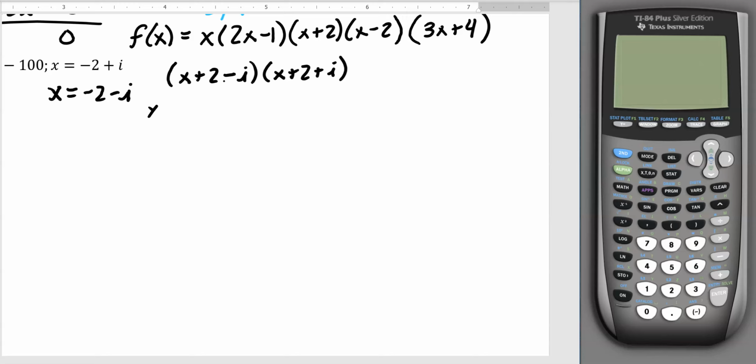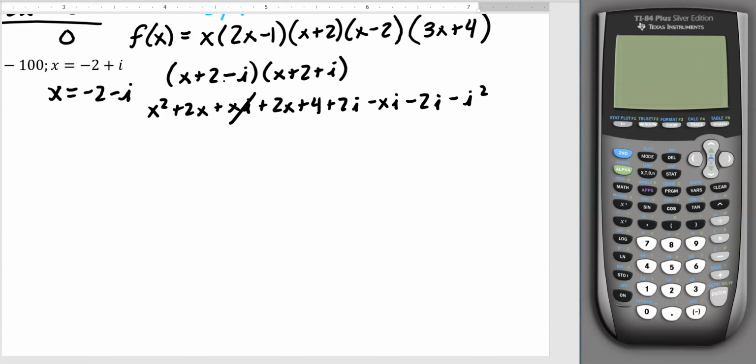So x times x is x squared. x times 2 is positive 2x. x times i is xi. 2 times x is 2x. 2 times 2 is 4. 2 times i is 2i. Negative i times x would be negative xi. Negative i times 2 would be negative 2i, and negative i times i would be negative i squared.